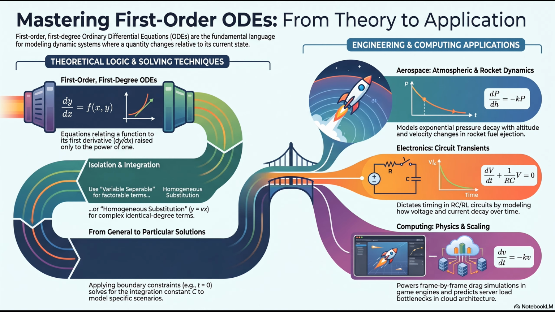Because, let's be honest, engineers at major tech or aerospace companies aren't sitting at wooden desks solving homogeneous substitutions by hand on a whiteboard all day. No, definitely not. That would take forever. How is this actually implemented in the modern workforce?